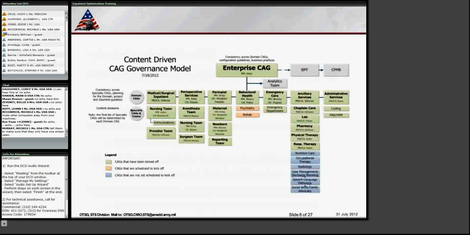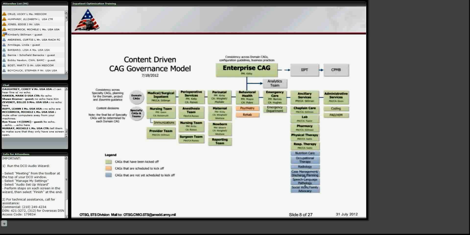Another example is when you look at med-surg, perinatal, behavioral health, making sure that if they have separate H&Ps, which they may or may not, those H&Ps are consistent, and that we're getting the medical history and that sort of thing in a consistent way.